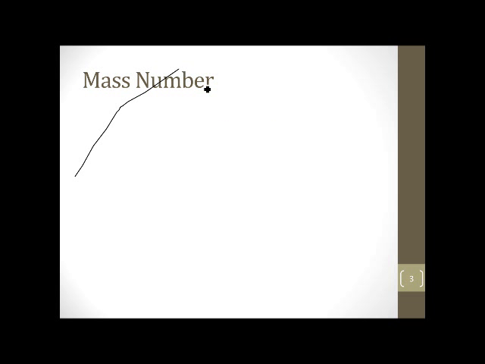Another important number when dealing with atoms is the mass number. And a lot of times I'll use these interchangeably. The mass number is equal to the atomic mass for any given atom. The mass number is the total number of protons plus the total number of neutrons, because protons and neutrons each have an atomic mass of 1, so when you add them up, they give you the total mass of an atom, which is the mass number.